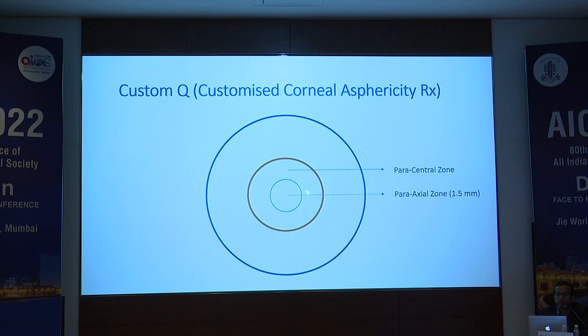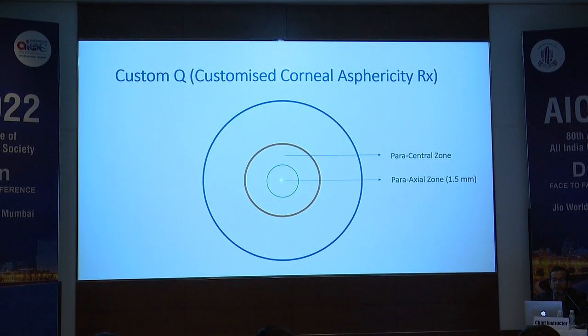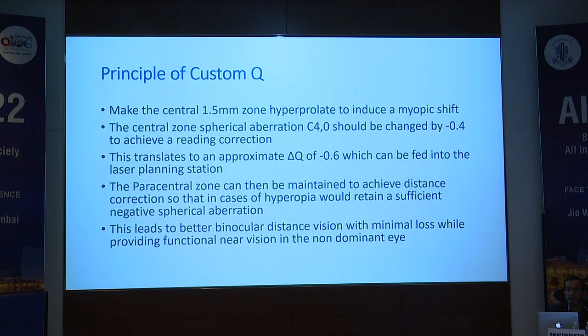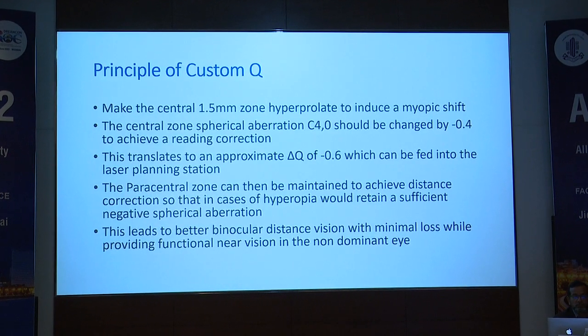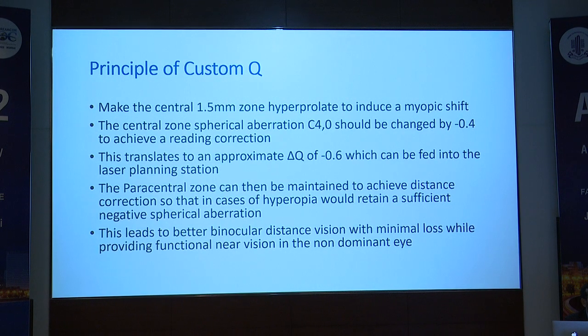So let's come back to this figure. If we can increase the hyperopia over here and give this person a little bit of a negative spherical aberration and give him reading vision and keep the paracentral zone for distance, I think you have a winner on hand. So what is the principle of the custom cube? It's to make the central 1.5 millimeter zone hyperprolate to produce a myopic shift, and the spherical aberration should be changed by a value of -0.4 so that you can get a reading correction.